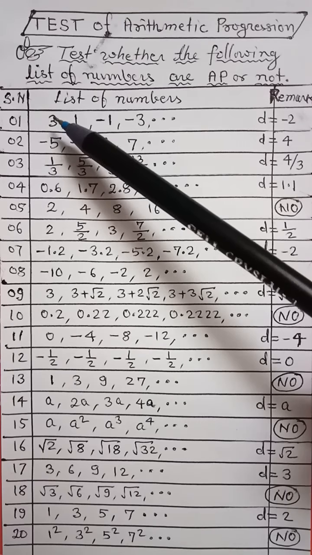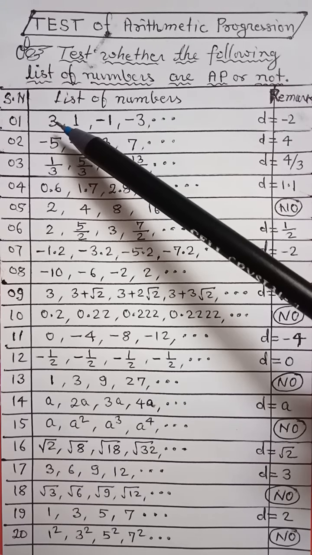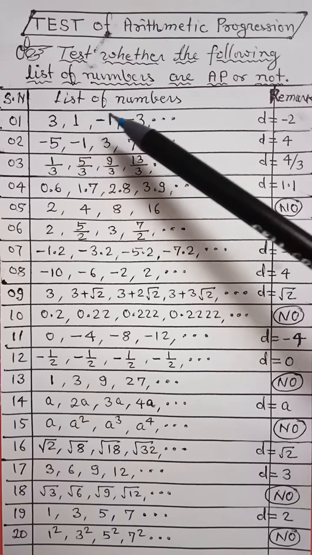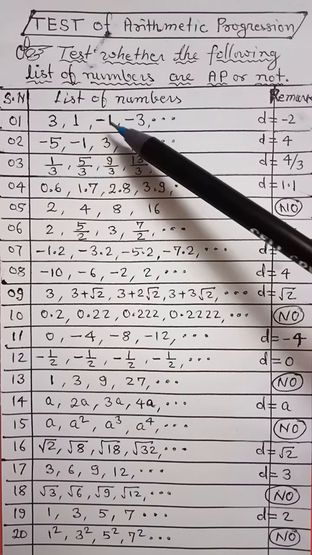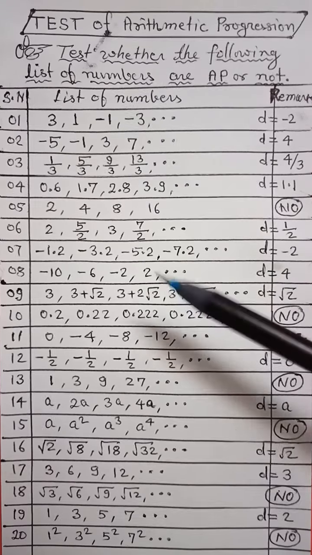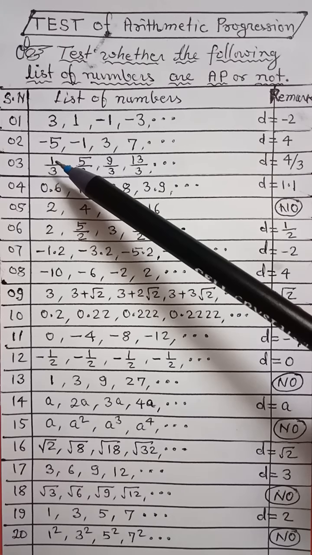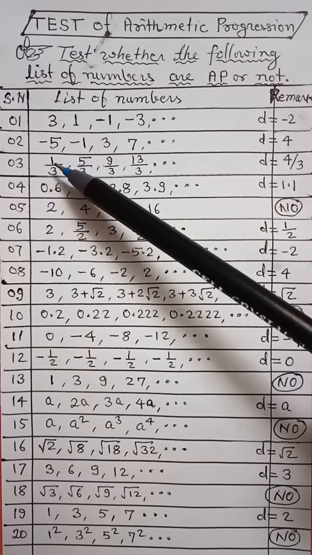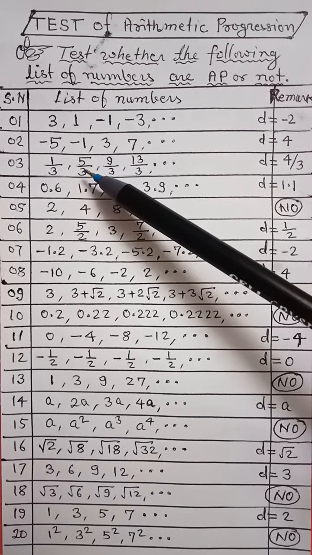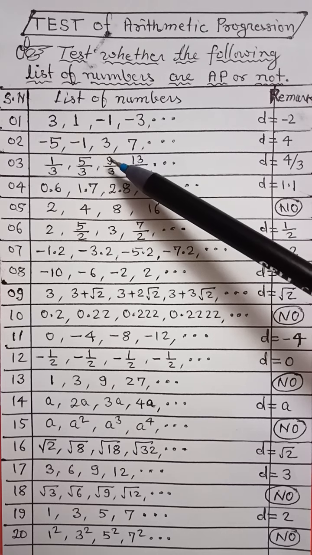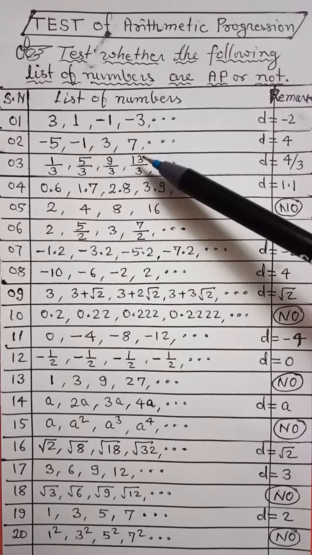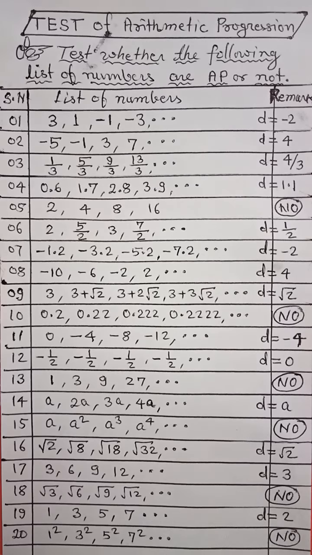At serial number 1 here, the item is 3, the number is 3. At serial number 2 here, it is 1. At serial number 3, it is -1. At serial number 4, it is -3. Similarly, you can see here at serial number 1, it is 1 by 3. At serial number 2, it is 5 by 3. At serial number 3, it is 9 by 3. At serial number 4, it is 13 by 3.